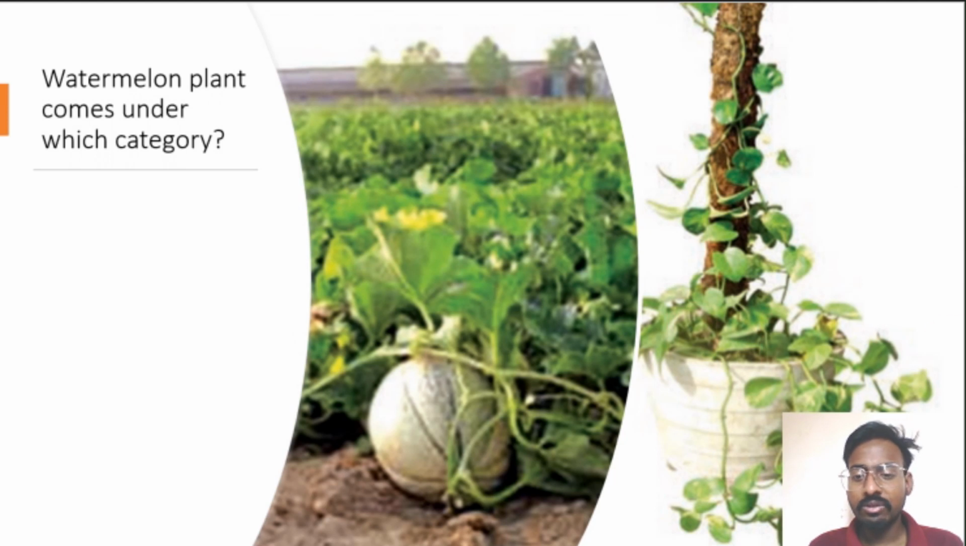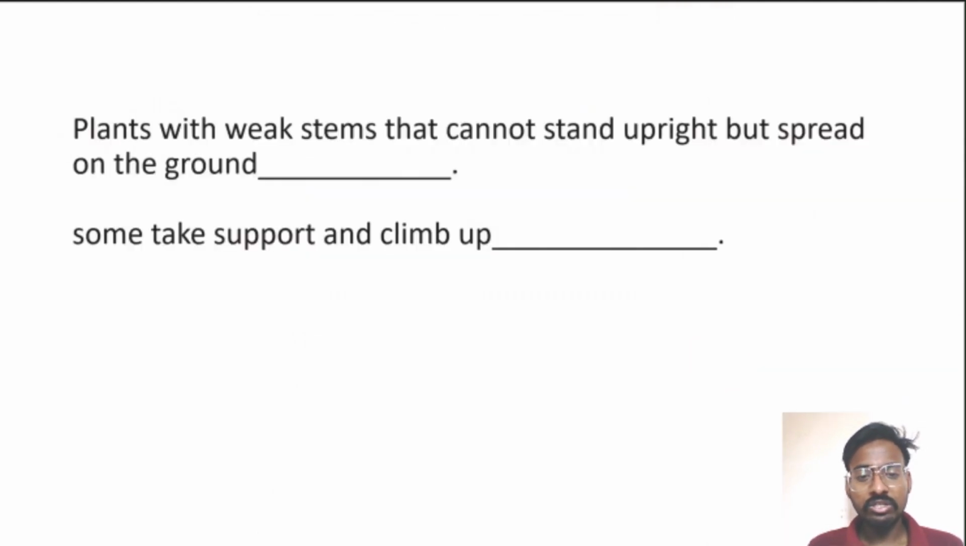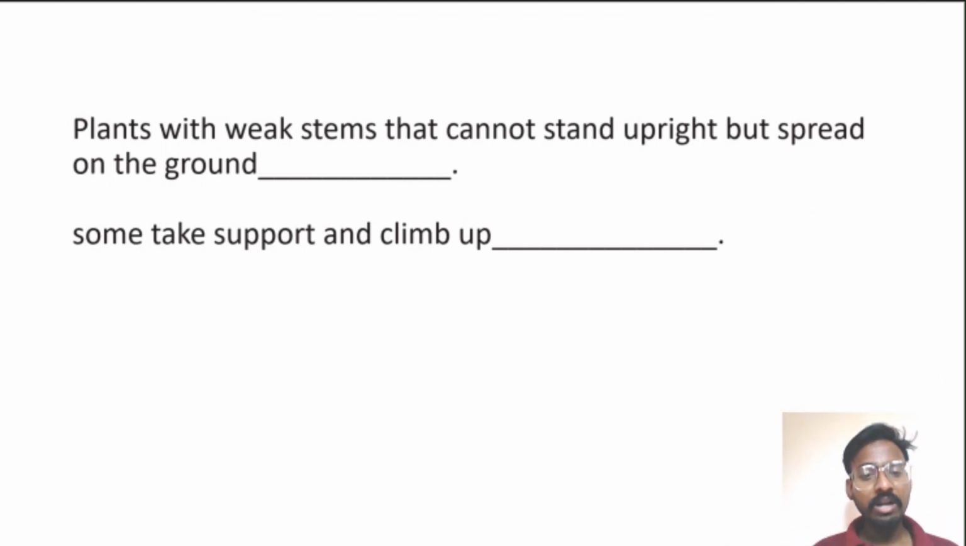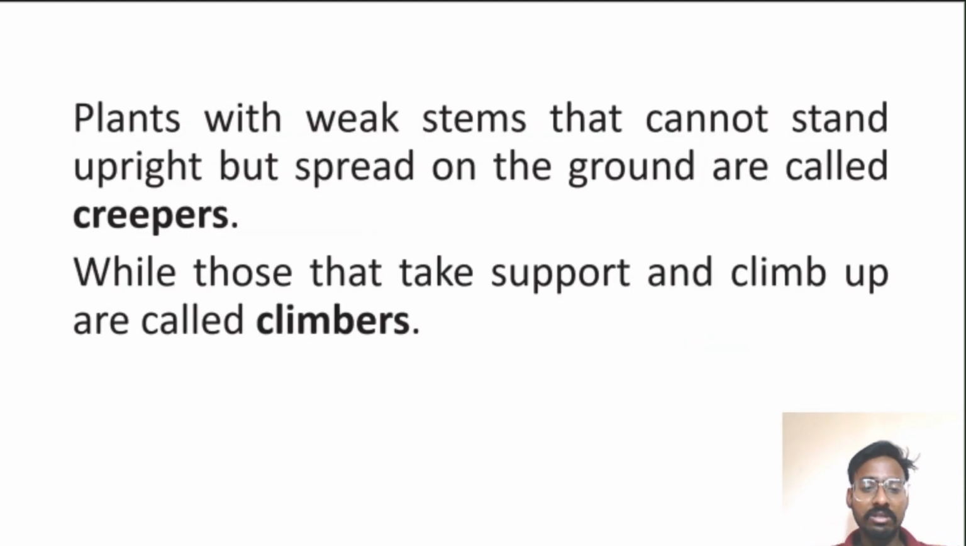We can observe here. So these are not related to those ones. Now, let's see plants with weak stems that cannot stand upright but spread on the ground. They are the creepers, and some take support and climb up, they are the climbers.